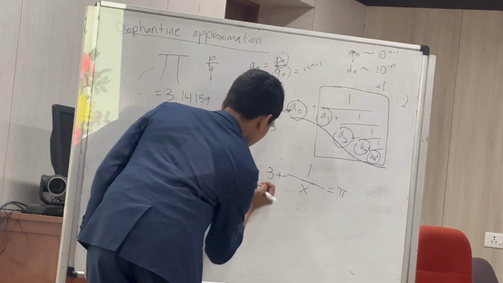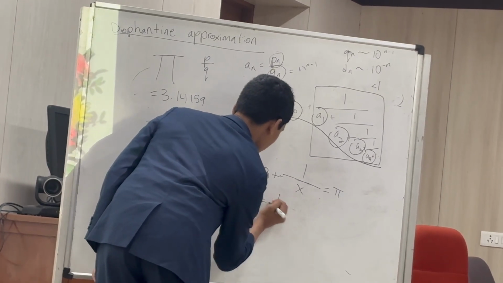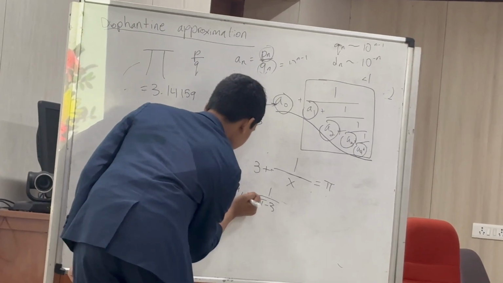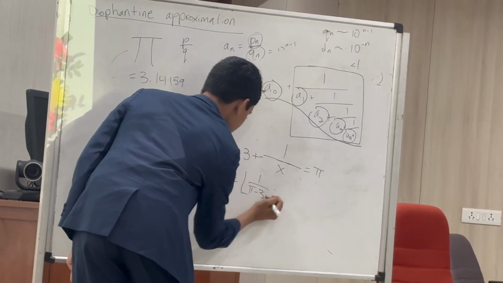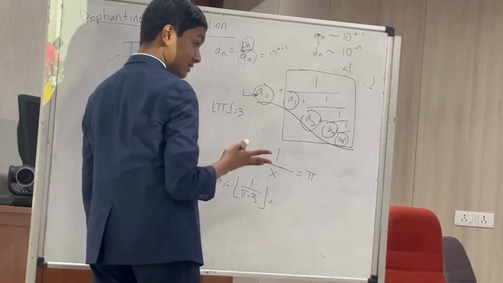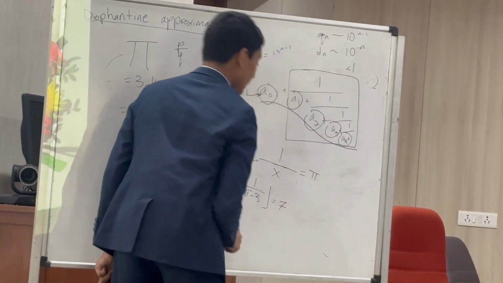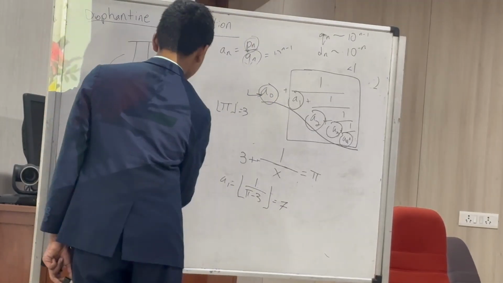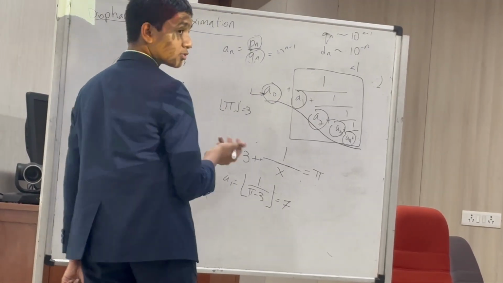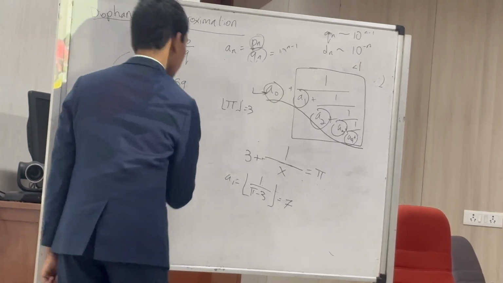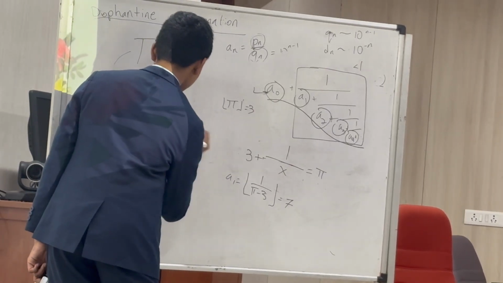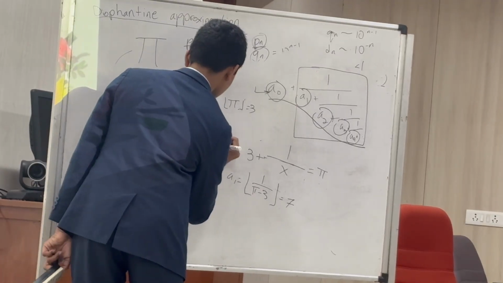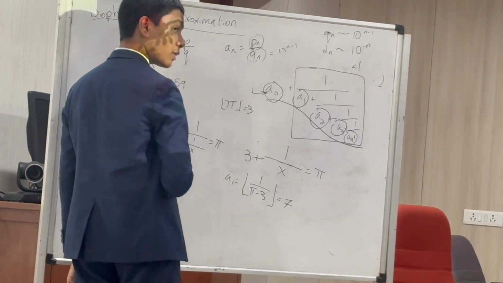So we get x is equal to 1 over pi minus 3, and so the next coefficient is just the floor of this. And it turns out that is 7, the integer part, remember. So then, the next coefficient is just what happens when you repeat this process. You now know this is 3 plus 1 over 7 plus 1 over x, and you set this equal to pi. Now you need to find the integer part of x.